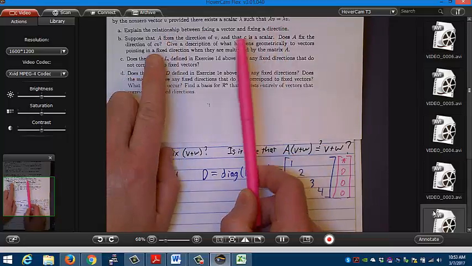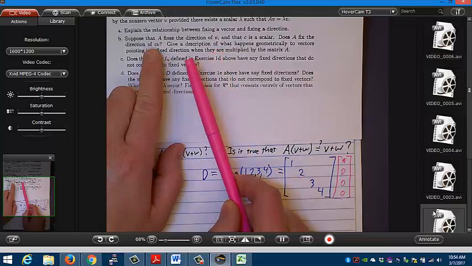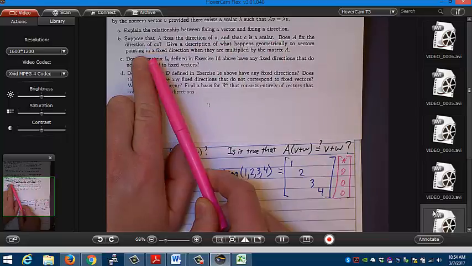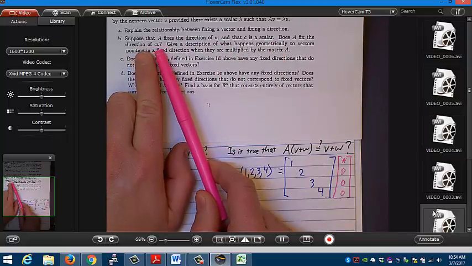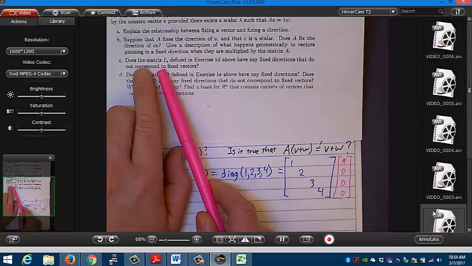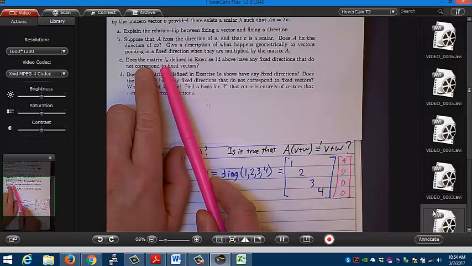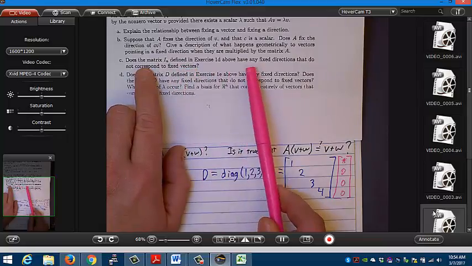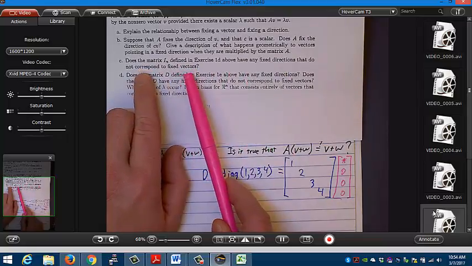Okay? It's funny because look what part B says. Suppose that A fixes the direction of v and c is a scalar. Does A fix the direction of cv? That answer is also going to be yes, and the argument is almost exactly the same as what I did in the proof for problem 1. Part C. Does the matrix In defined in, oh, well, we didn't do that yet, did we? Oh, we skipped it. The identity matrix, does it have any fixed directions that do not correspond to fixed vectors?